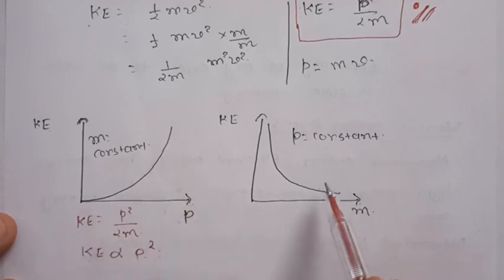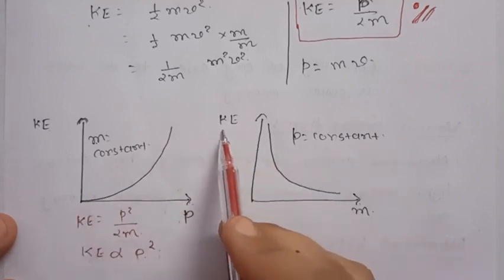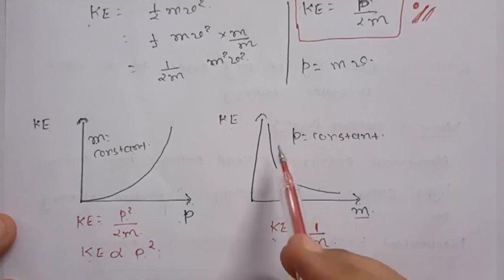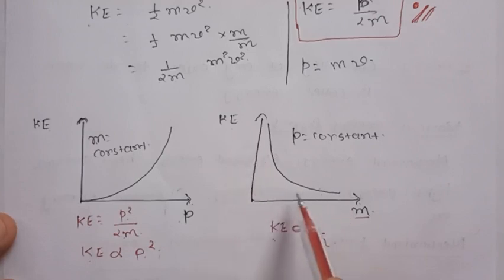In the second case, we are drawing the graph of kinetic energy and mass. Kinetic energy is P square upon 2m. Here we have kept the linear momentum constant. So kinetic energy is inversely proportional to mass. Whenever two quantities are inversely proportional, the graph will be hyperbolic.